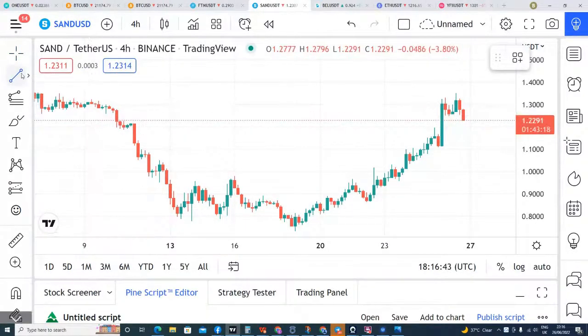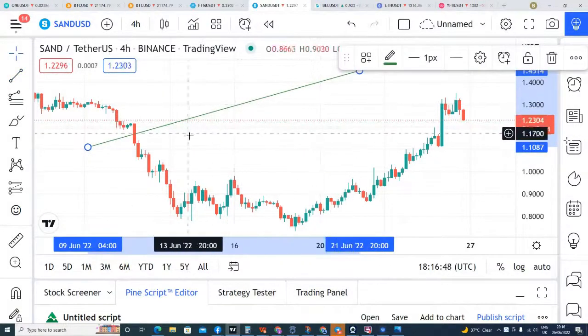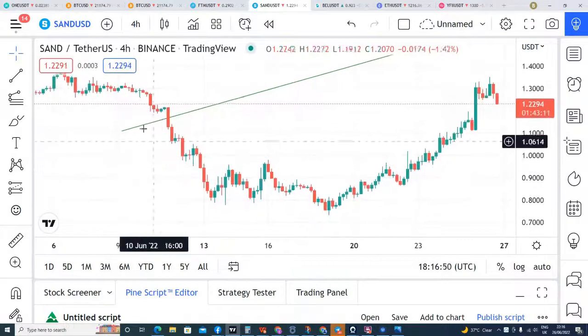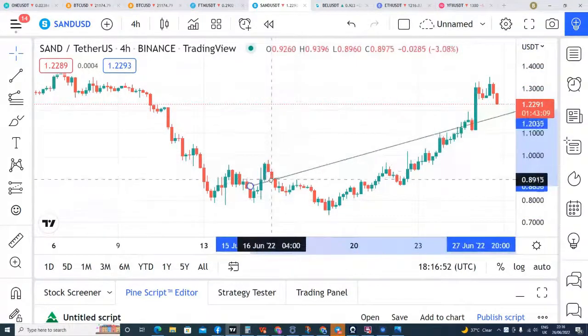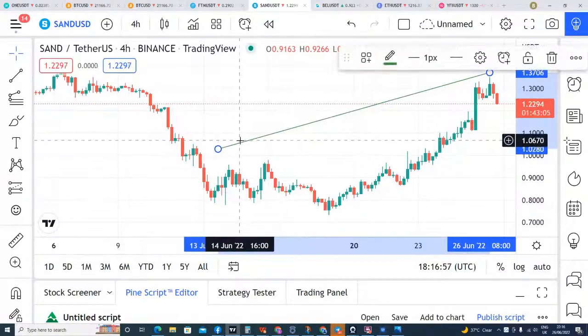Now, what is a trend line? You see this line, this thing right here. You see this line here. These are trend lines. Let me draw another one. These things here. There is a way to draw it. You draw a straight trend line.